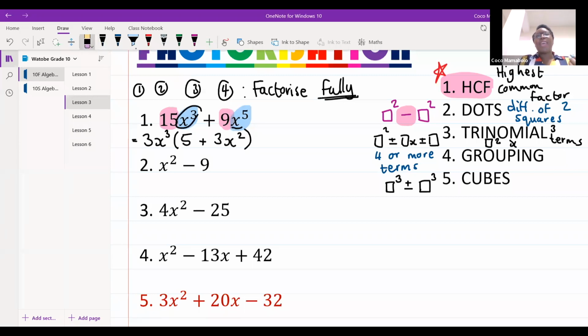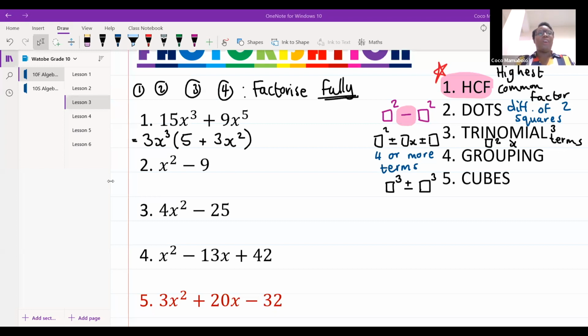Okay. Is there anything else I can do from this point on? Can I take out, is it dots? Is it a trinomial? Is it grouping? Do any of the other 4 things apply? Yes or no, guys? Can I take anything else out? Rita says no. What do the rest of you guys think? Can I take anything else out? Tristan also says no. There's really nothing else I can do. So I know 100% that I'm done.